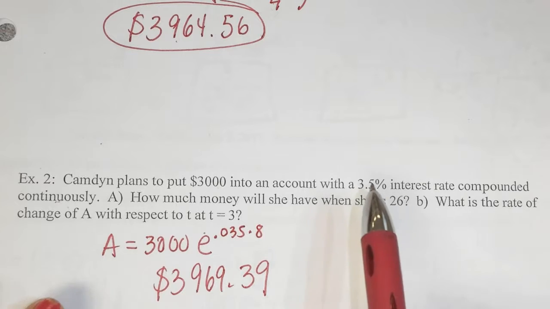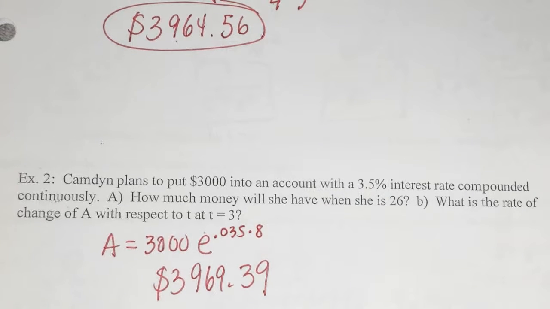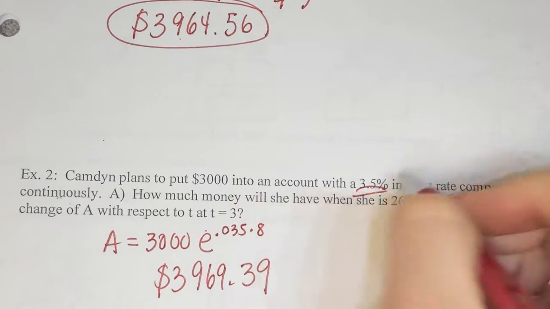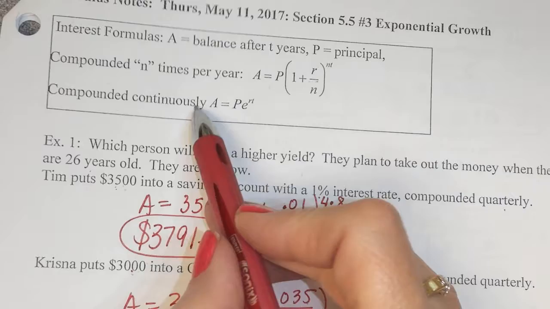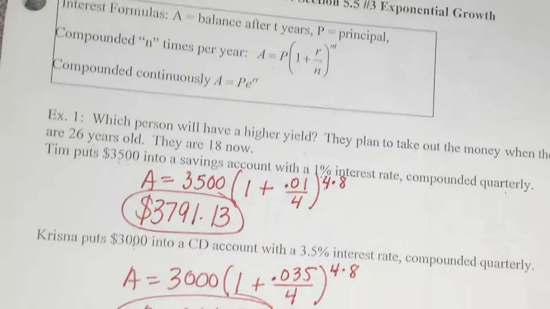So the point to this is, if they say, hey, instead of giving you that 3.5%, we'll give you 3%, but we'll compound it continuously, would you go for that? No. I mean, even 0.5% makes a big deal over that amount of time. So this is much more important than the number of times that it's compounded.